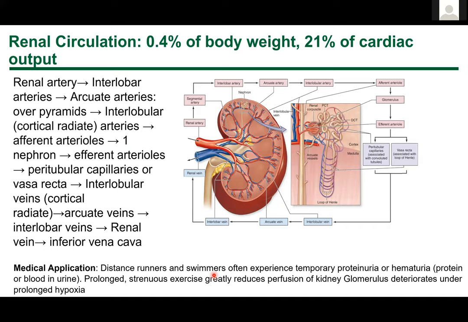So rhabdomyolysis is when your skeletal muscle cells begin to burst and lyse because you're overstressing them. And then myoglobin blocks your kidney tubules while the kidneys don't have enough blood. And then you go from being kind of pooped and having a bad time to renal failure really fast.